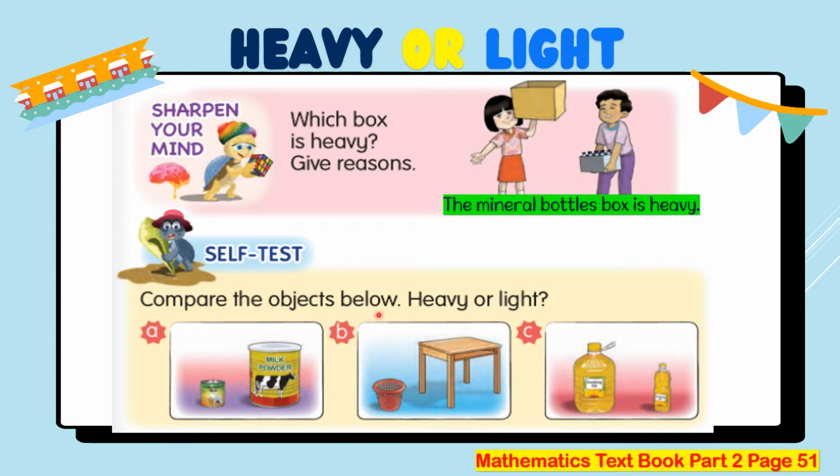Compare the objects below, heavy or light. A, the small tin of milk is light and the big tin of milk is heavy. B, the basket is smaller than the table, so we can say that the basket is light and the table is heavy. C, the big bottle containing the cooking oil is heavy and the small bottle is light.